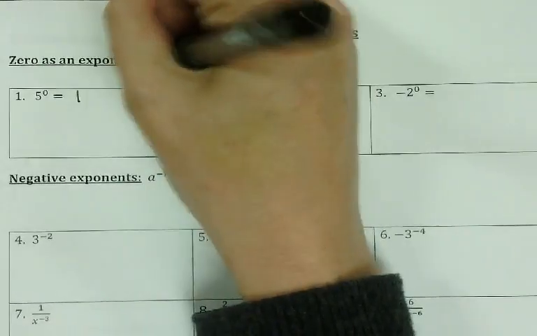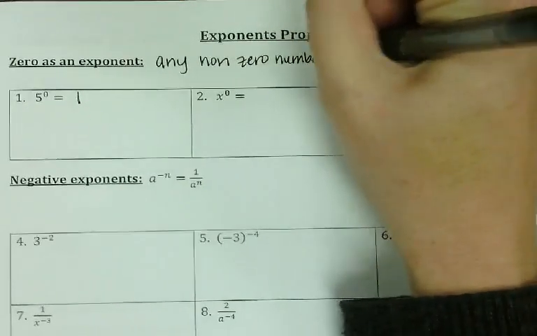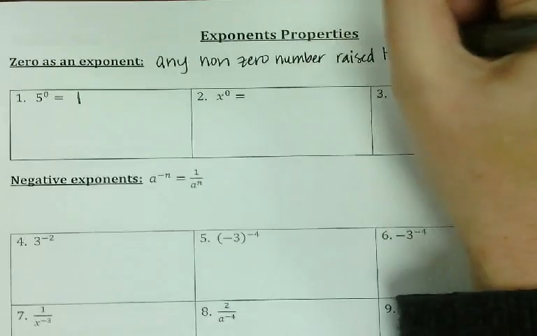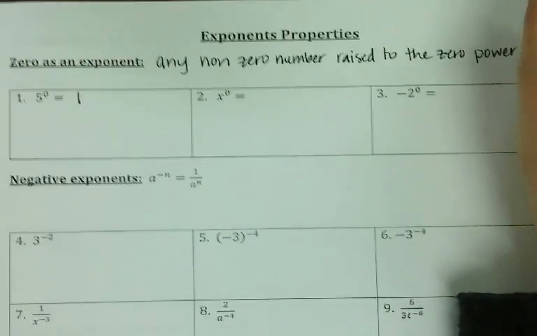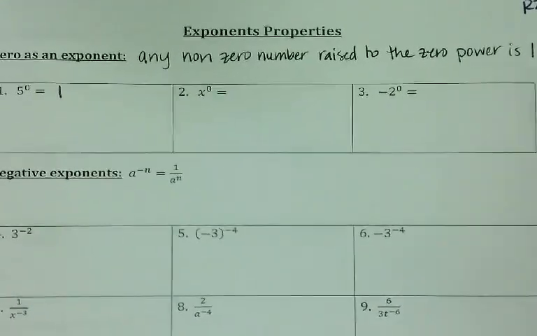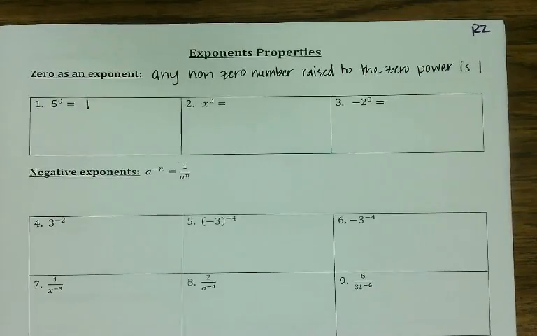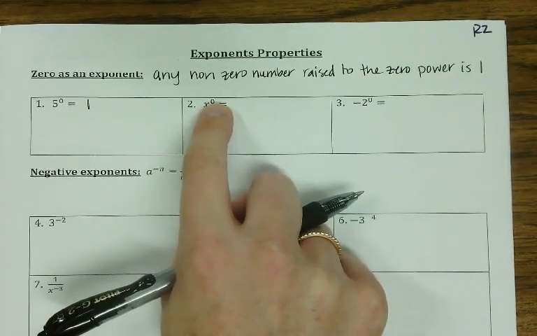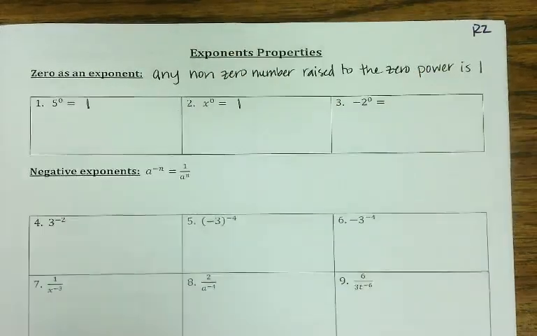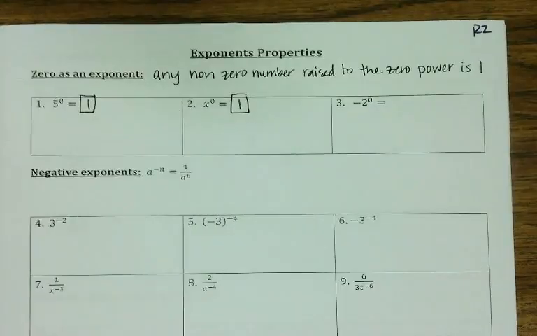So, guys, here we are. The 0 as an exponent is any non-zero number raised to the 0 power is 1. All right, guys? Ooh, I got a little bit long there. So, guys, any non-zero number raised to the 0 power is 1. So, guys, x to the 0 would also be considered 1. So, 5 to the 0 is 1. X to the 0 is 1.